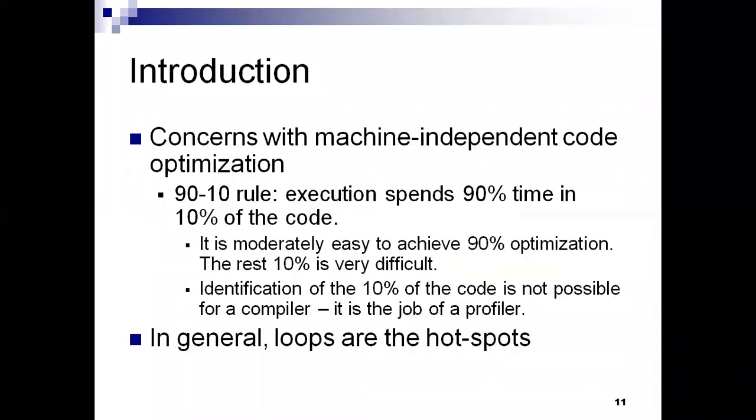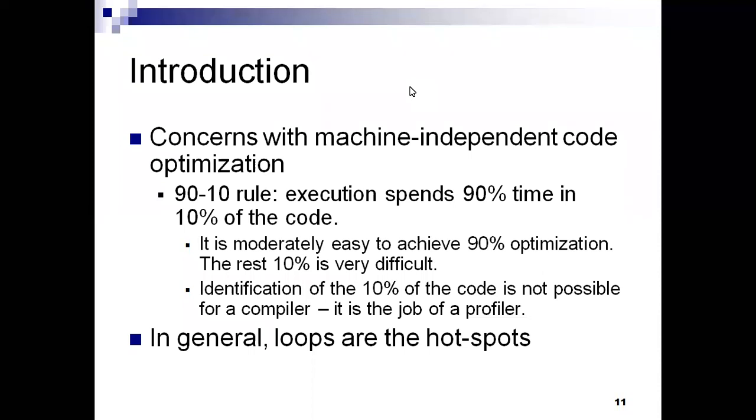And what the introduction of this optimization is: here we are always concerned with machine independent code optimization. Yes, we're talking about machine independent code optimization. And here we have a rule, the 90-10 rule. What the 90-10 rule is: execution spends 90% of the time in 10% of the code. What it means is it is easy to achieve 90% of optimization. The rest 10% is very difficult to achieve. So we need to identify what the 10% of the code is.